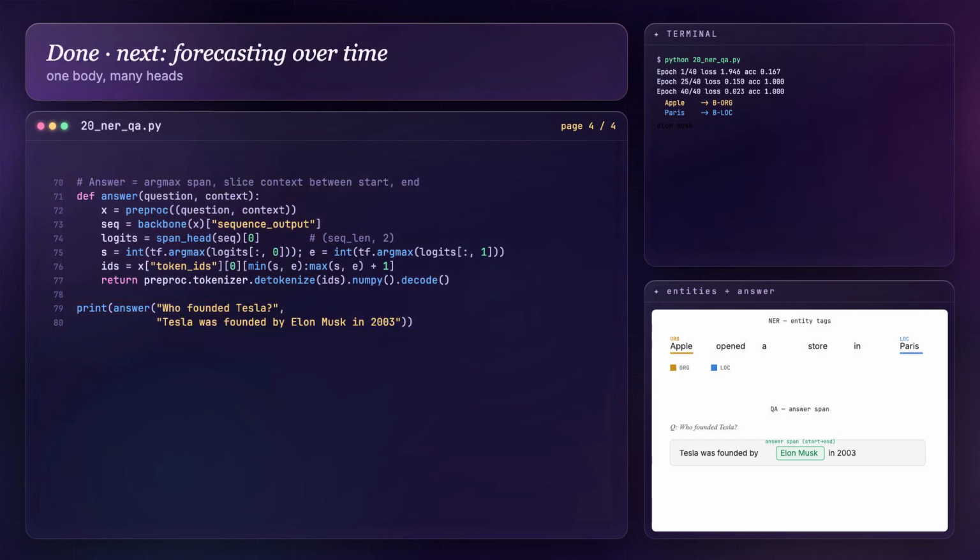And there it is, two structured outputs from the same predict stage. NER gives you a tag per token, QA gives you a span per question. Both ride on the same transformer backbone with a different head bolted on. That reuse pattern, one body, many heads, is the quiet superpower of this whole architecture. Next time, we leave text behind and point the same prediction machinery at numbers over time, forecasting the future with a windowed LSTM. See you there.